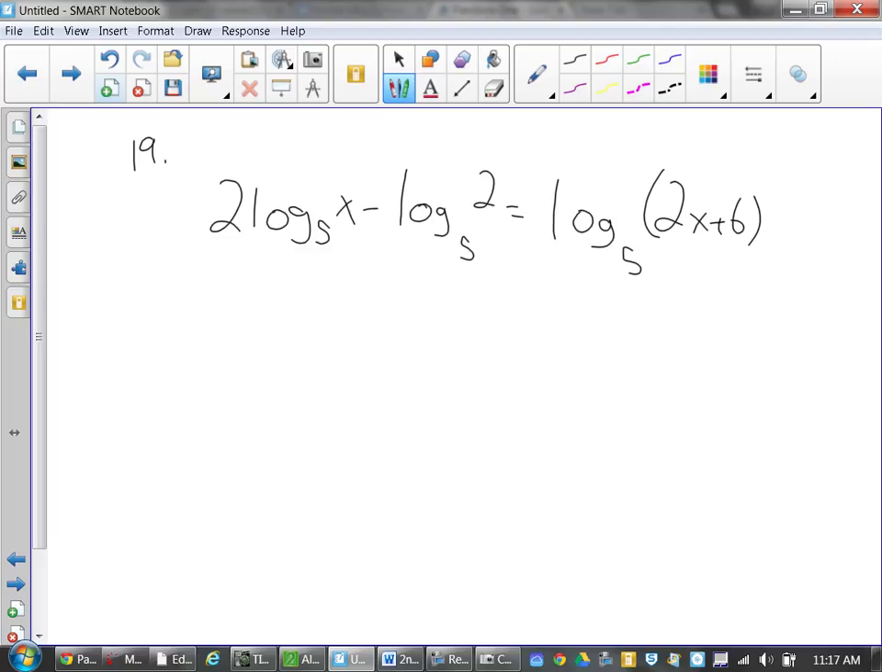I don't even remember mine. In order to solve this equation, you actually have to condense first. This is the trickiest one, I think, on the solving stuff. So you have to condense the logarithm.